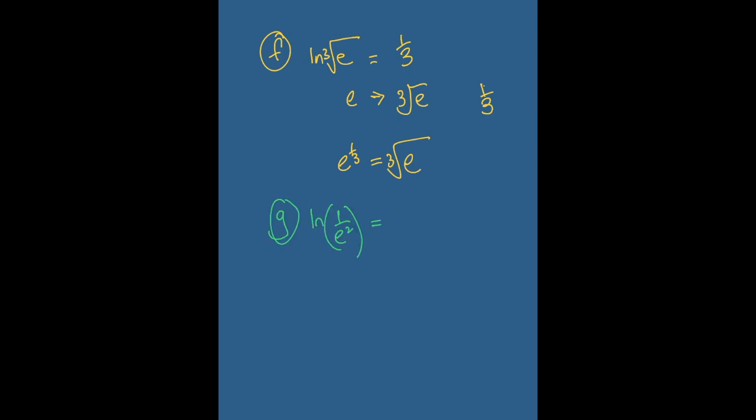Part G is asking me what power of e do I need to get 1 on e squared? Well, remember e squared is on the top. What if I wanted it on the bottom? If I want it on the bottom, I can use the power -2. Remember, a to the -1 is equal to 1 on a, a to the -2 is equal to 1 on a squared. So e to the -2 is the same as 1 on e squared. So the power we need, the natural log of 1 on e squared, is -2, and that's the answer.